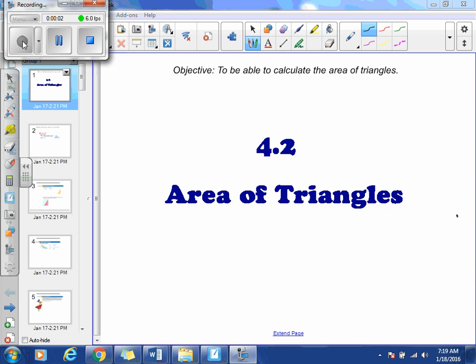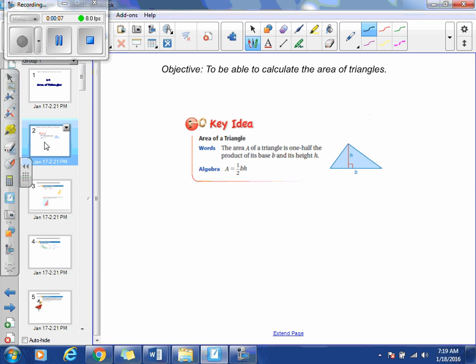Your goal after watching this video is to be able to calculate the area of triangles. So first, the area of a triangle. Remember, area talks about how many square units can cover the surface of that triangle. So we're still talking square units. Area is still going to be units squared or inches squared or centimeters squared, even though we're dealing with triangles. We're still saying how many square units can cover up the surface of this triangle.